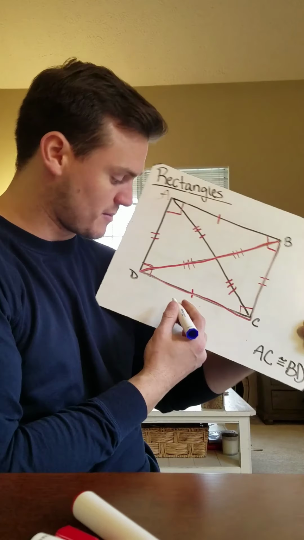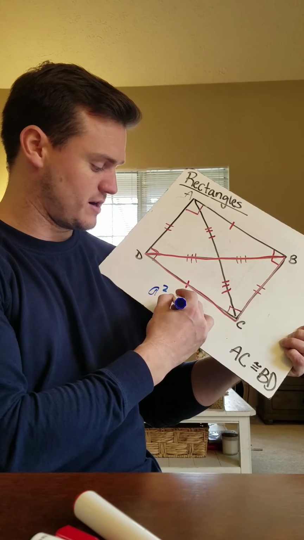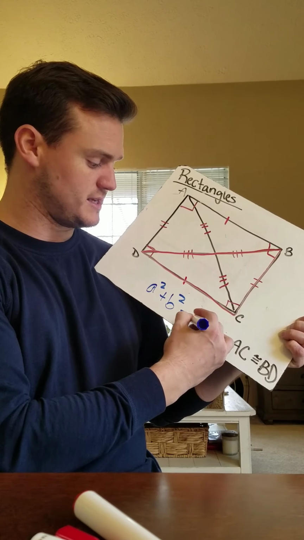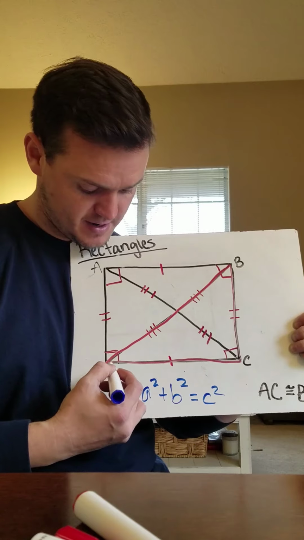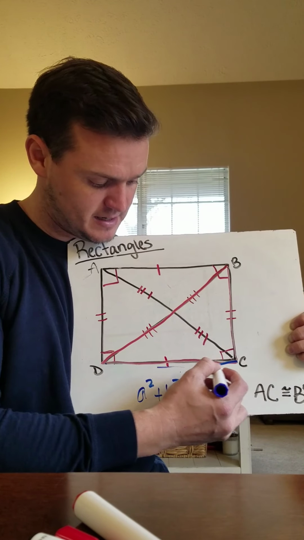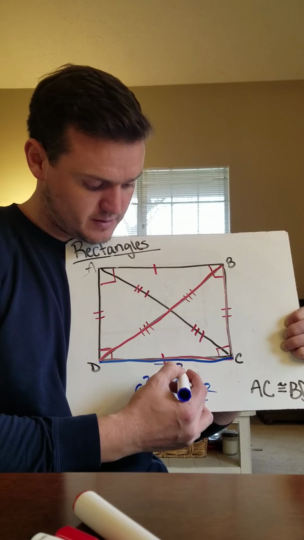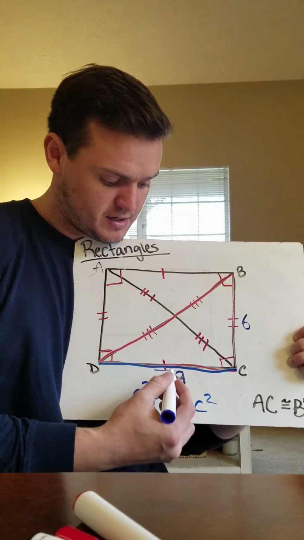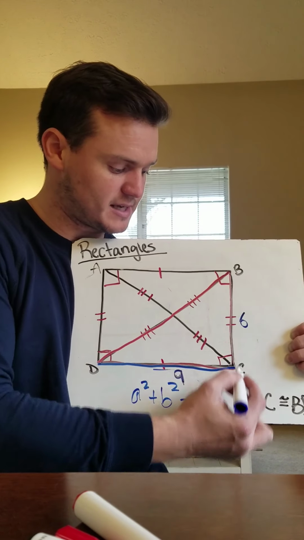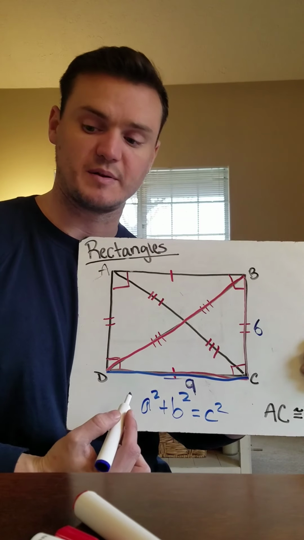If you can't remember what the Pythagorean theorem says, it's that a squared plus b squared equals c squared. That means that if we're looking at this right triangle here, the length of D to C, we could call it A if we want, and the length of B to C, we would call it B. So this side squared plus this side squared is equal to BD squared, using the Pythagorean theorem.